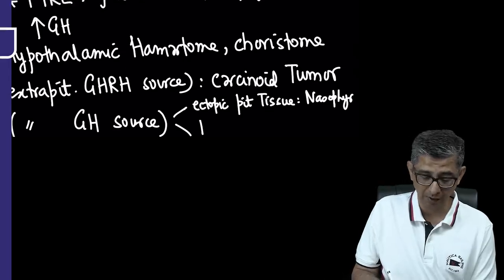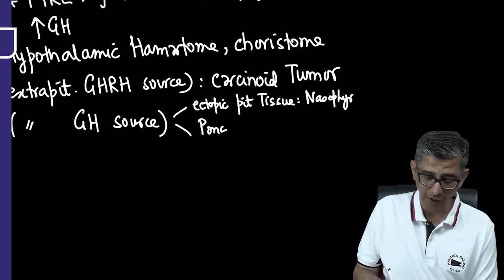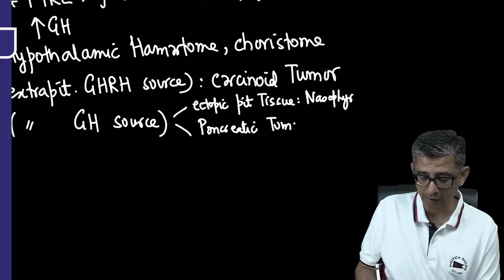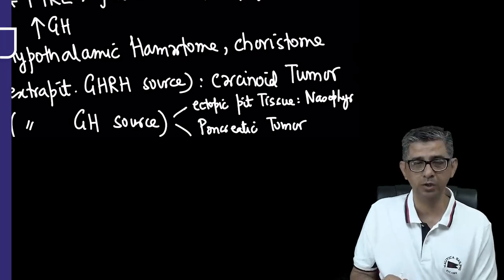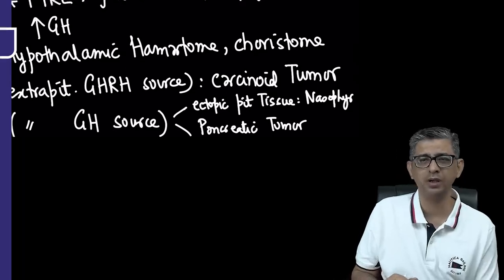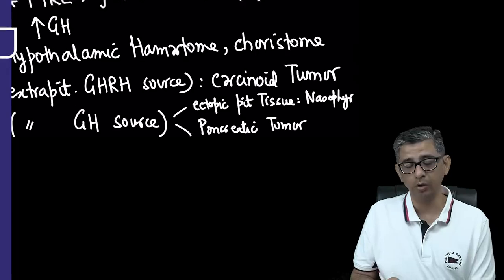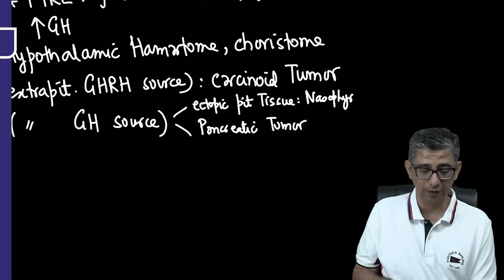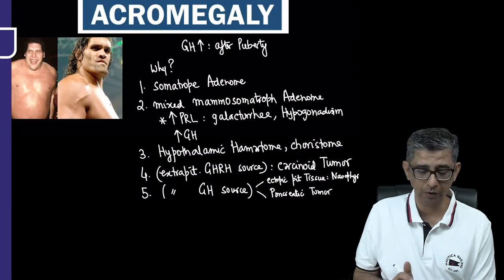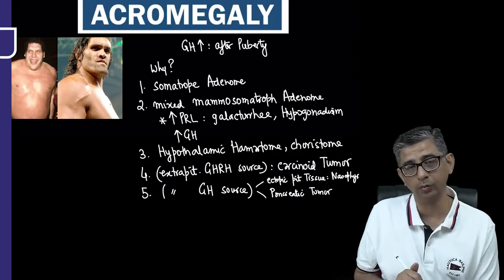Or for that matter of fact, an extra-pituitary growth hormone source would be a surprising one, a pancreatic tumor. I mean, traditionally, when we read about pancreatic tumors, we read about insulinoma, glucagonoma, somatostatinoma, rare ones like VIPoma. But today I'm telling you, a pancreatic tumor could be producing excessive growth hormone, and that could result in development of acromegaly in a patient, though overall the number one cause would anyway be a somatotroph adenoma.